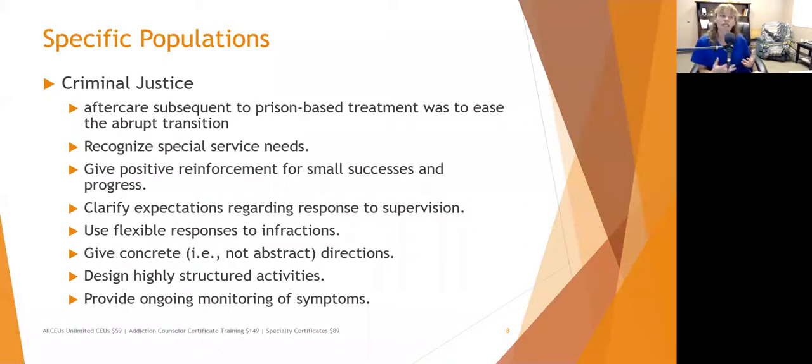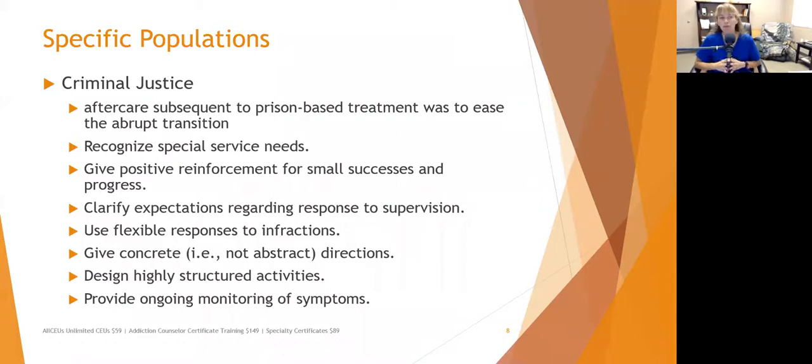So they don't think they can manipulate you into not telling their PO if something goes south. Use flexible responses to infractions, though. You've got to consider the whole person. Are they doing their best? Are they trying? But you've also got to keep in mind a lot of people who are coming out of jail. Criminogenic thinking is one of the traits of it, being an expert manipulator. So it is really important to be flexible, but also to not be taken advantage of and have the wool pulled over your eyes. Give concrete, not abstract directions.